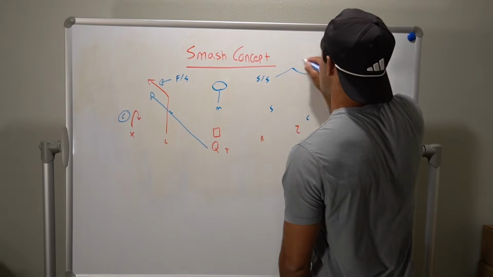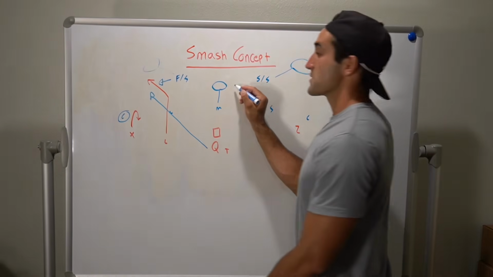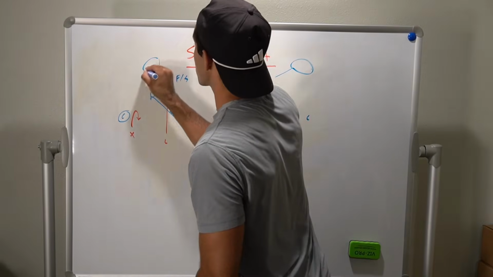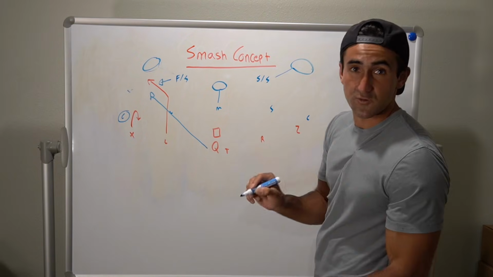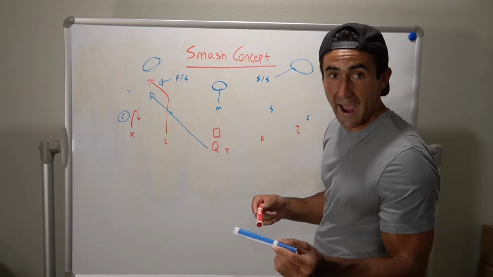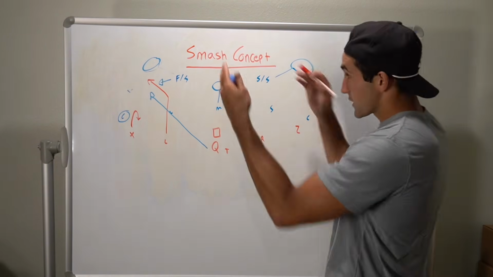Because remember, in cover 2, their jobs are the deep halves. That leaves the middle of the field open. The two weak points versus cover 2 are going to be the hole shot and also the middle. But Tampa 2 prevents us from attacking the middle. So this is a great backside variation that I like to smash that could combat this.